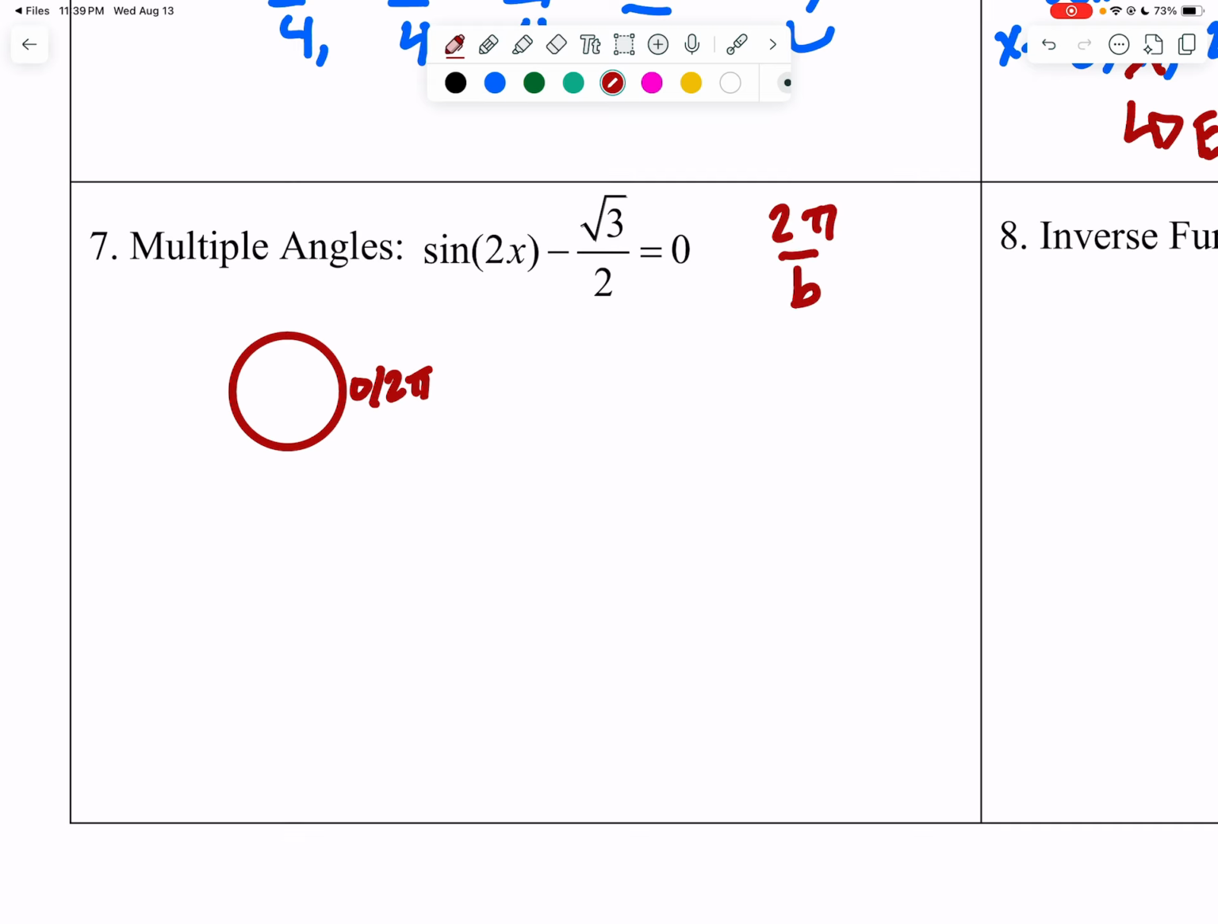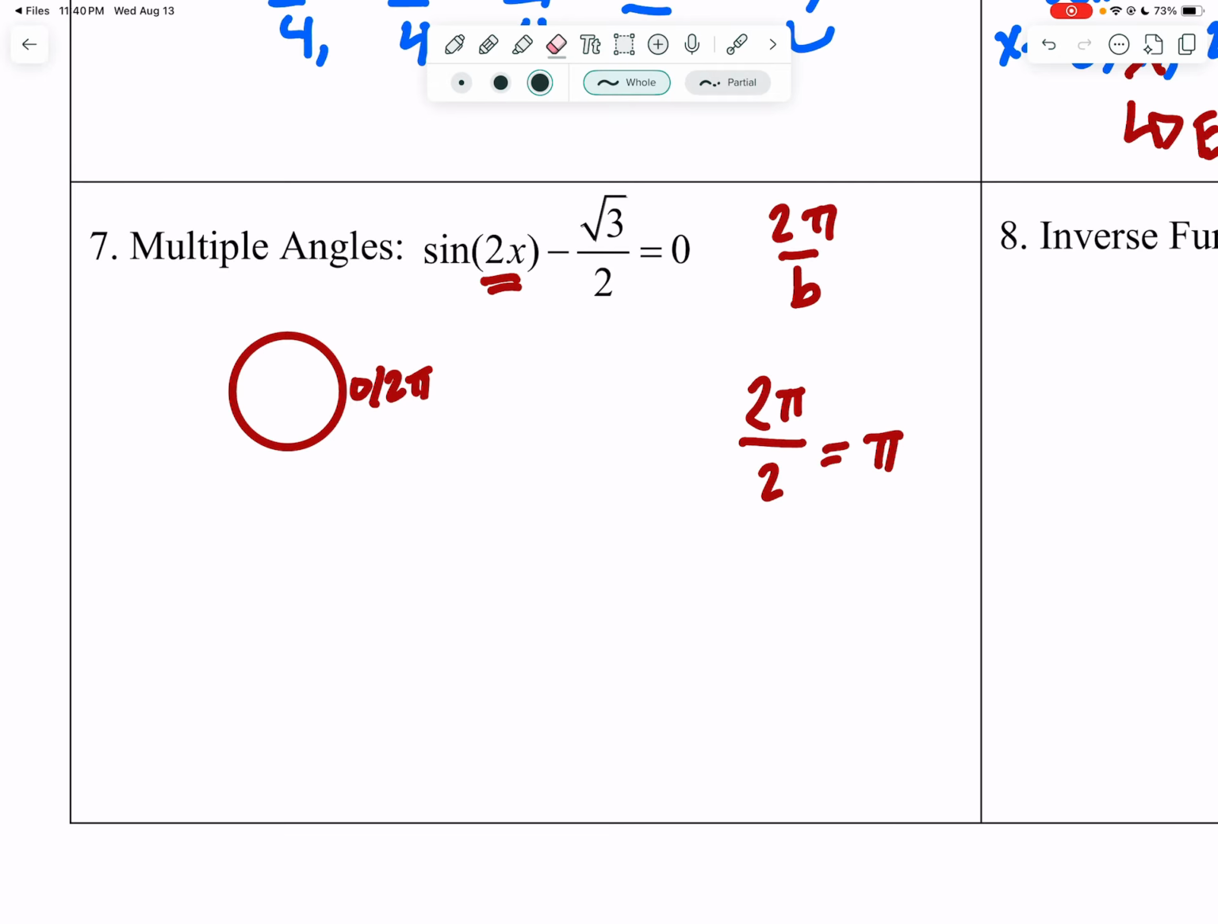So here's my problem with number 7. Because I have a 2x inside my argument right here, my period isn't going to be 0 to 2 pi. Instead, my period is going to be from, let's say, 0 to pi. Because if I did 2 pi over b, I'm going to get 2 pi over 2, which is pi. So that means that my period is pi, which means I'm going to loop every pi times.